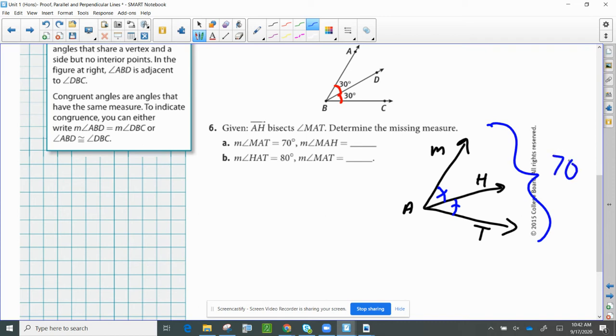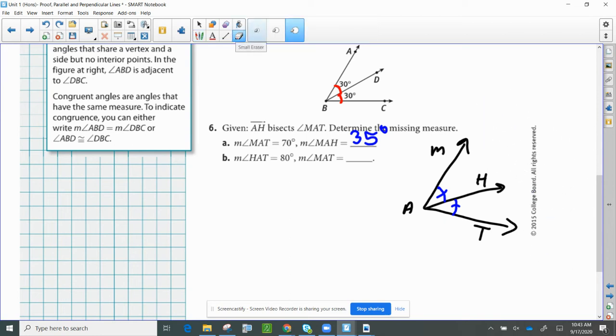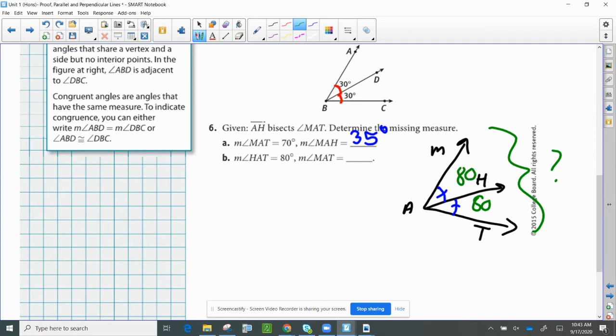Well, if the entire angle is 70 degrees, then half of that angle would be one bisector. That would be 35 degrees. Similarly with B, if the measure of angle HAT is 80 degrees, what does that make the entire angle then? If this is truly an angle bisector, then these have to be equal. So with our angle addition postulate, 80 plus 80 is 160 degrees.